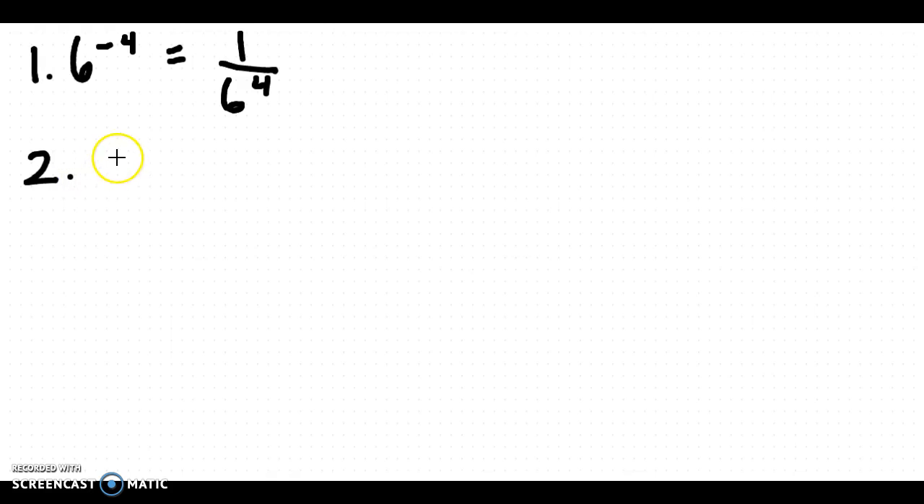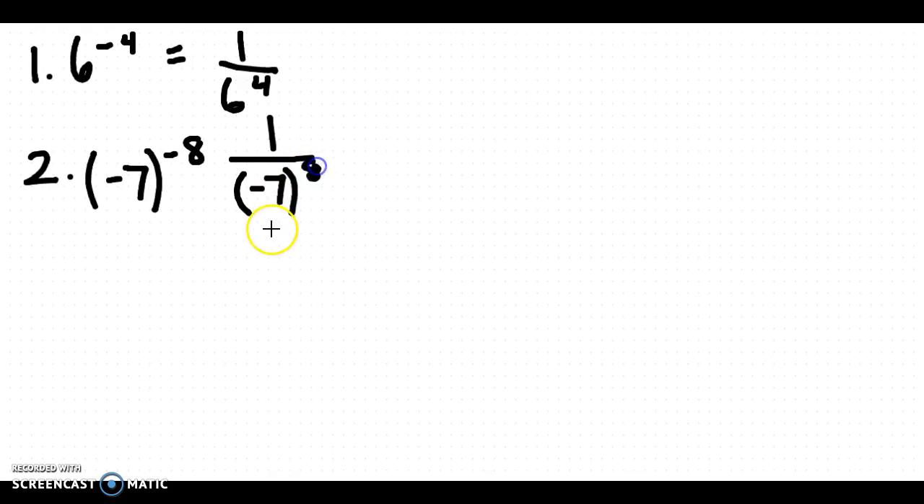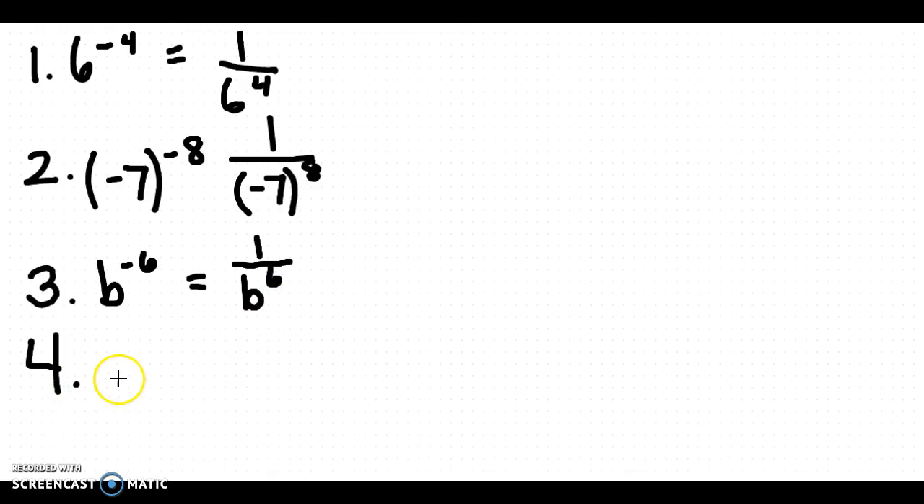For number 2, we have negative 7 to the negative eighth power. Let's write that as 1 over negative 7 to the positive eighth power. For number 3, we've got b to the negative sixth. That's going to be 1 over b to the sixth power. For number 4, we've got n to the negative first. It's going to be 1 over n to the first power. Any number to the first power is just itself, so we'll write 1 over n.